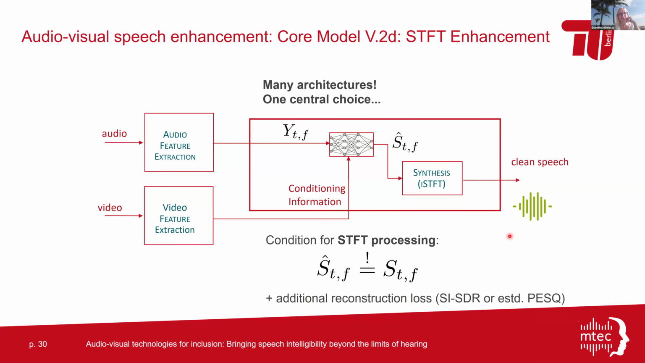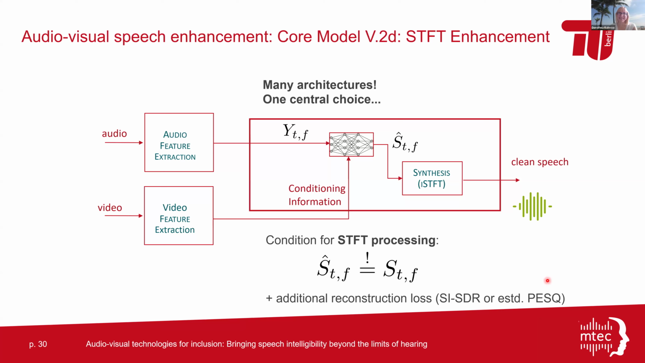And of course, now the question is, what do you train on with those models? The condition that you want to achieve is that the estimated complex-valued spectrum really corresponds to the clean spectrum of the target speaker. And what's also possible here, of course, is you can add with this architecture an additional reconstruction loss, where you not only look at the question of whether you estimated the spectrum well, but in addition, you can add a loss which penalizes, for example, bad estimated PESQ, so bad estimates of perceptual speech quality, or low signal-to-distortion ratio, low scale-invariant SDR. So these are the two versions that we've seen in the most recent AVSEC challenge.